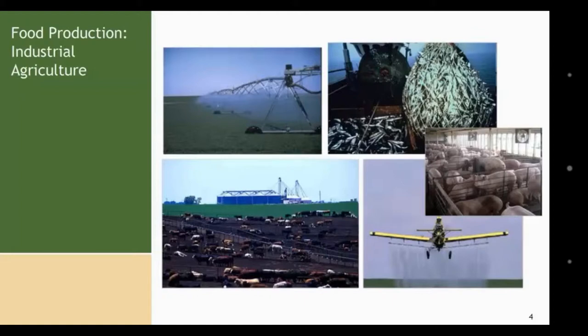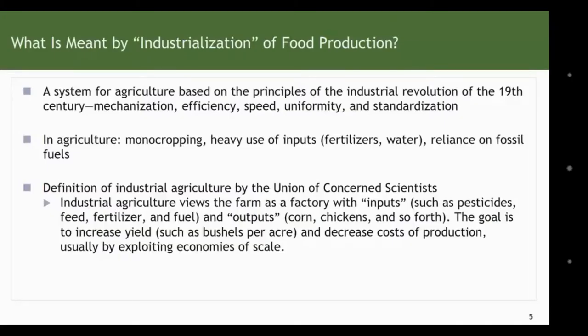The impact of human interference with the ecosystem, of course, goes back to the very beginning of agriculture 10,000 years ago. But it's really in the last century that we have greatly accelerated the impact of our food production methods on the environment. What do we mean by industrialization of food production?